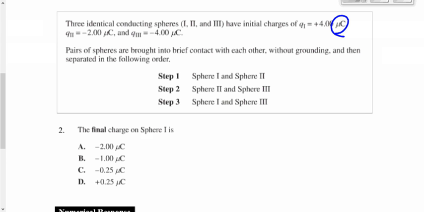What is that? What does that mean? Yeah, that's microcoulombs. So in this case it would be 4.00 times 10 to the minus 6 coulombs. Not that it really matters in this question.